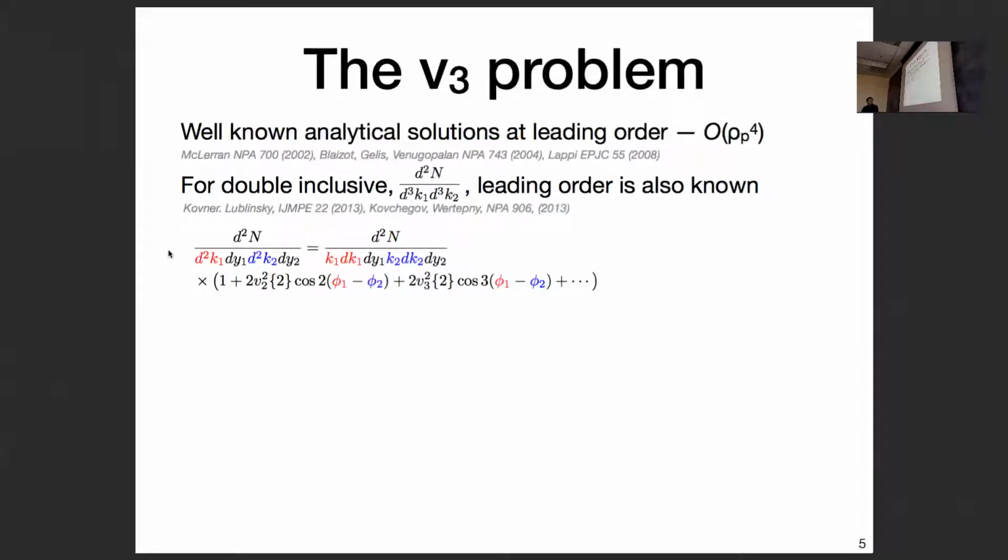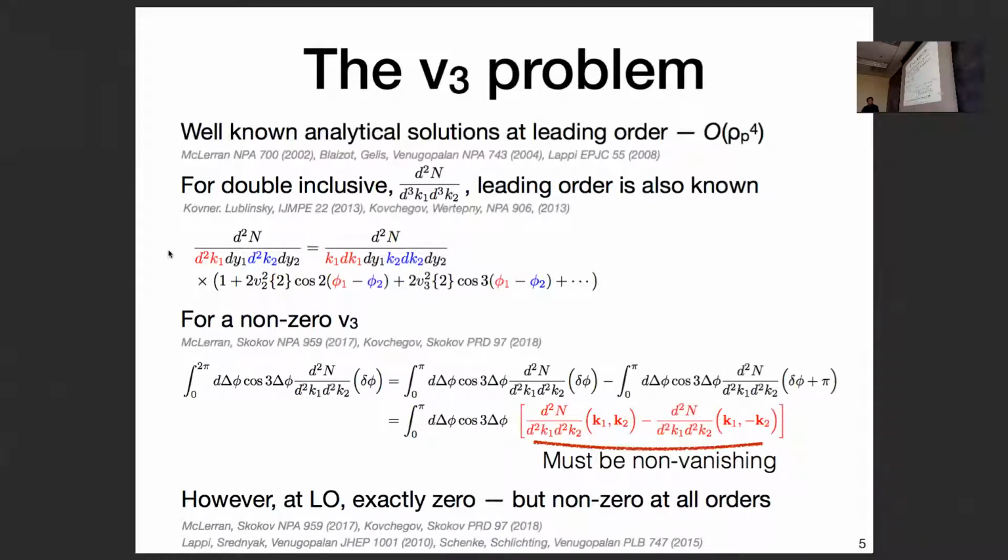However, if one wants to compute something like V3, an odd azimuthal harmonic, and considers the double inclusive distribution in terms of a Fourier expansion, one can very quickly see that you need terms that are odd under momentum reflection of one of the particles. This must be non-vanishing in order to get something non-zero for V3.